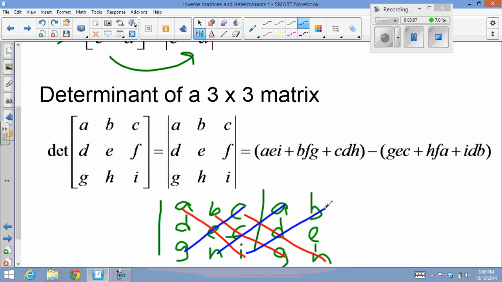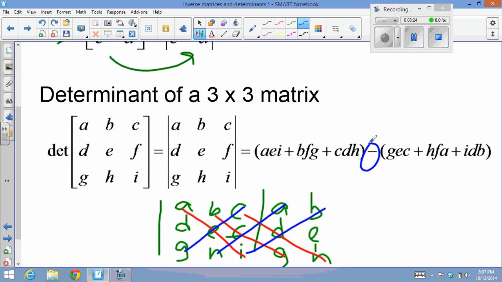Again, I'm taking those numbers and multiplying them, and then I add each diagonal's products together. I take the down diagonals and add them together, then add the up diagonals together, and then subtract the difference.